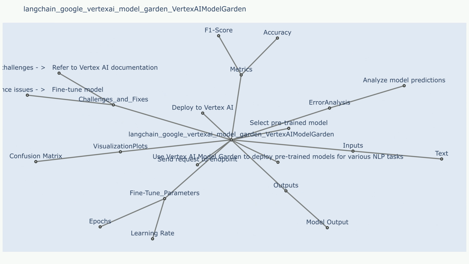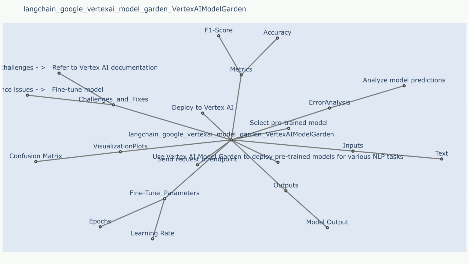Challenge 1: input data format incompatibility. The input format required by the Vertex AI model may not match the format produced by the preceding components in the Langchain chain. Sample use case that resulted in challenge 1: a Langchain chain might produce text output, but the Vertex AI model expects image data as input. Fixes to challenge 1. Pre-process the data using Langchain components to convert it to the appropriate format before sending it to the Vertex AI model garden.